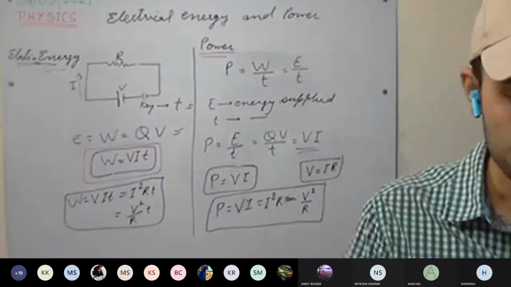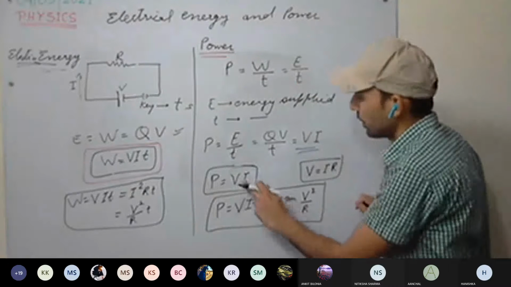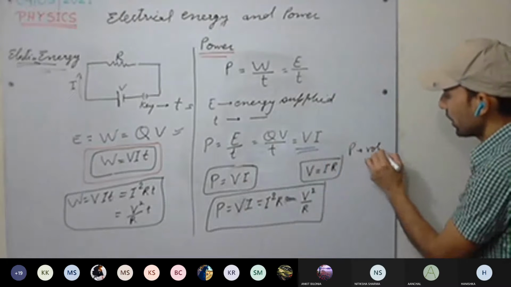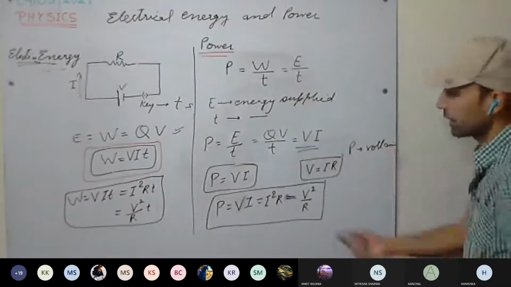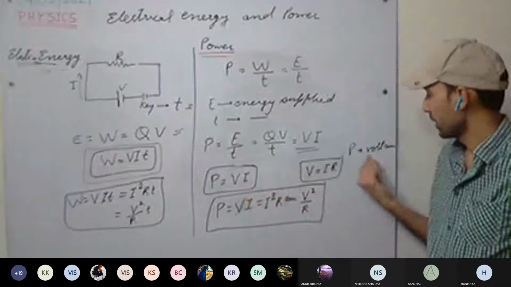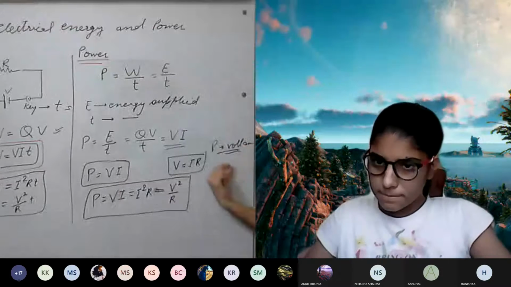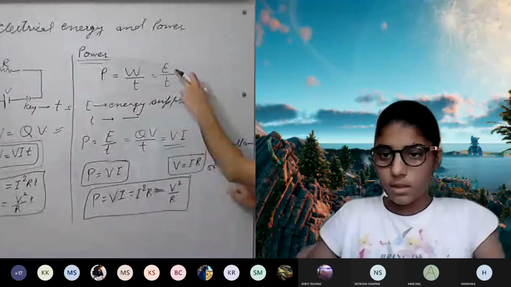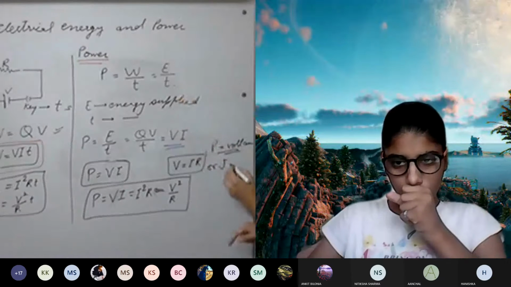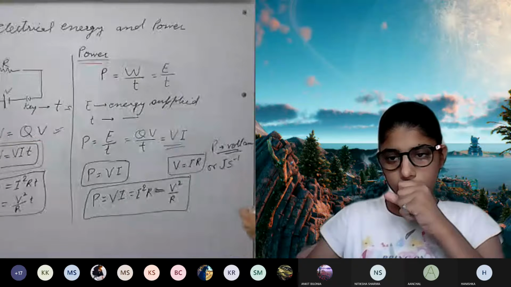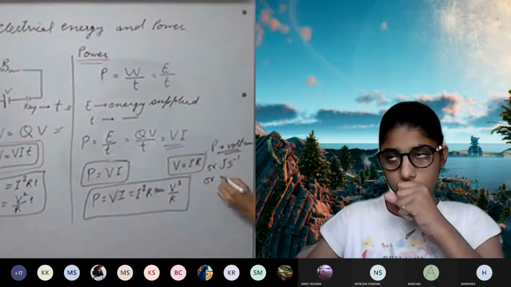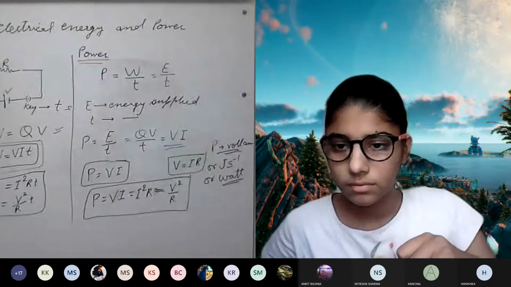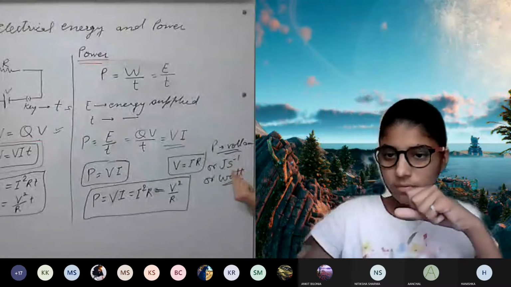What will be the unit? VI, volt ampere. So the first unit of power is volt ampere. Other units: joule, work done or energy, time is second, so per second, joule raised to power minus 1. Or one more unit is there, watt. So 1 volt ampere equal to 1 joule per second equal to 1 watt.